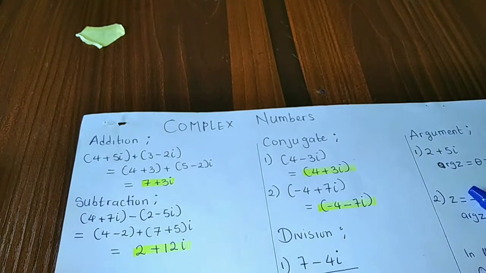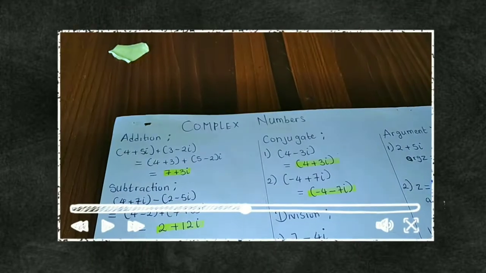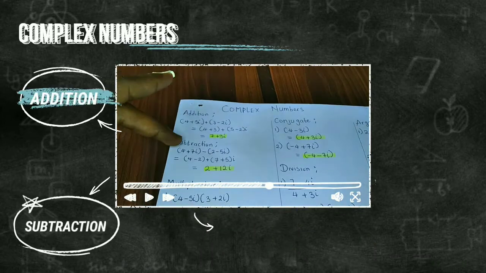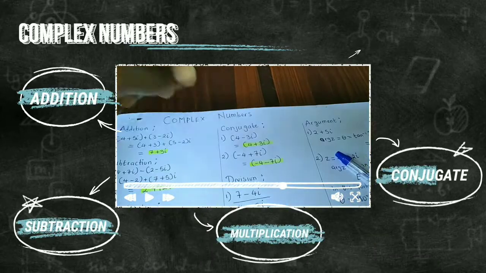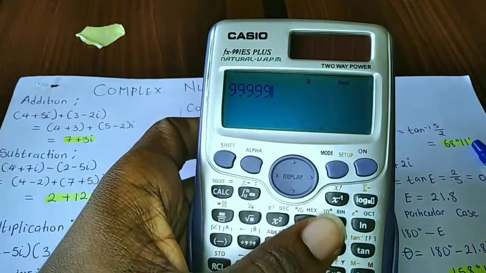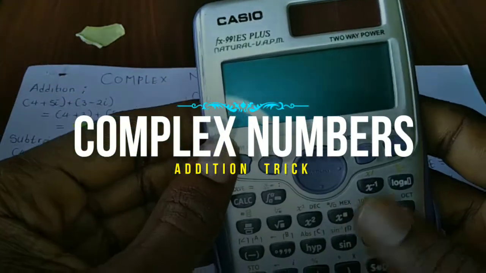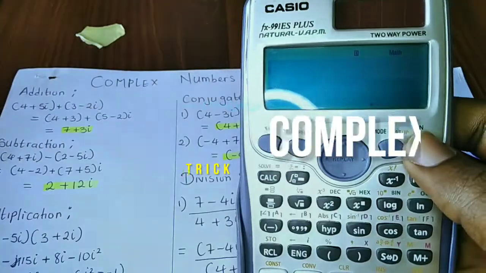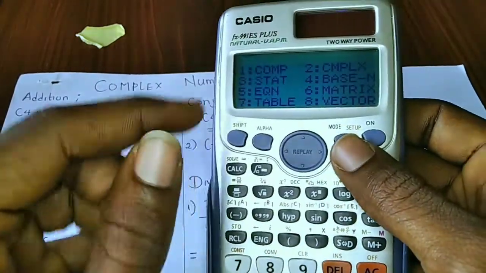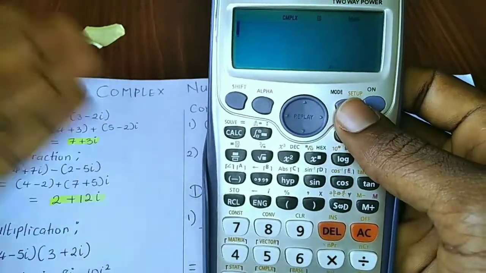Now I've solved everything here in these complex numbers, but first we're going to be starting with the addition. I'm going to show you how to add, subtract, multiply, do the conjugate and the argument with just your calculator. So let's dive into this. The first thing you have to do is simply move your calculator to complex number mode, that is mode 2.